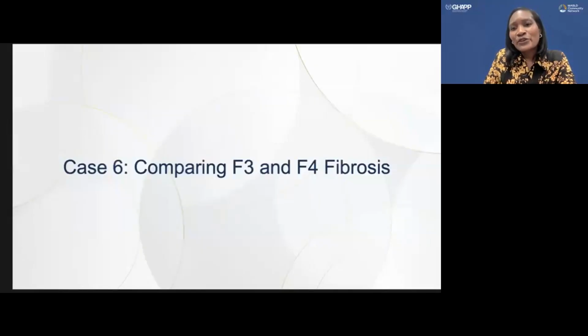we'll present the management discussion of a patient's NIT profile, which indicates F3 fibrosis, and case 6B will revisit the same patient profile with slightly different NIT findings. And the goal is to compare and contrast assessment and management strategies of both case 6A and 6B.